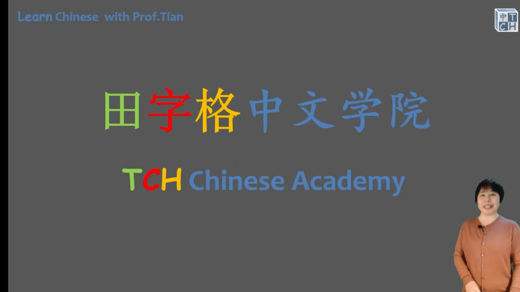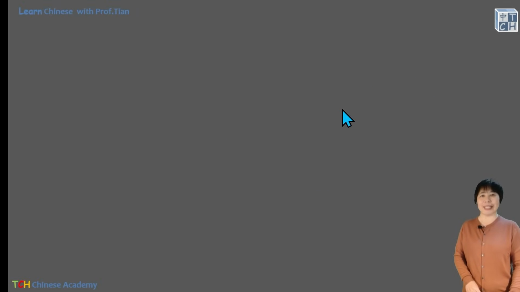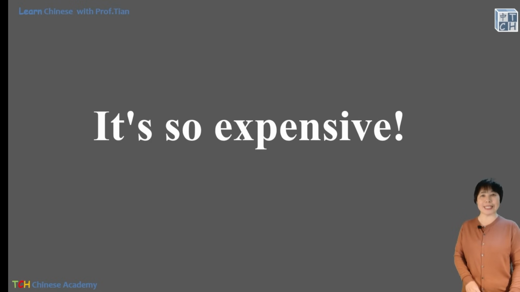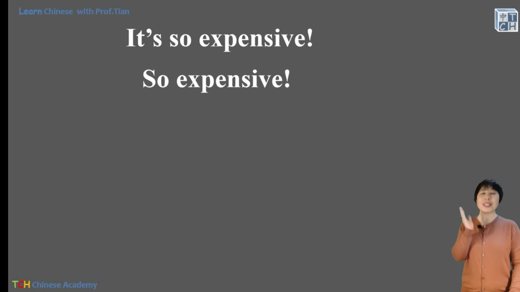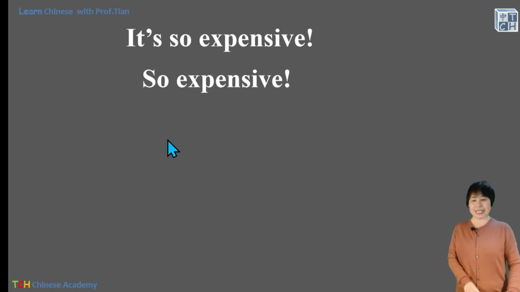And in this video, we are going to learn a phrase to express "it's so expensive." There are a lot of situations where we would like to say it's so this or it's so that. Then let's see, how do we say that in Chinese? It's so expensive. In the Chinese pattern, we simply say "so expensive." We just omit "it's." Is that simple? Yes.